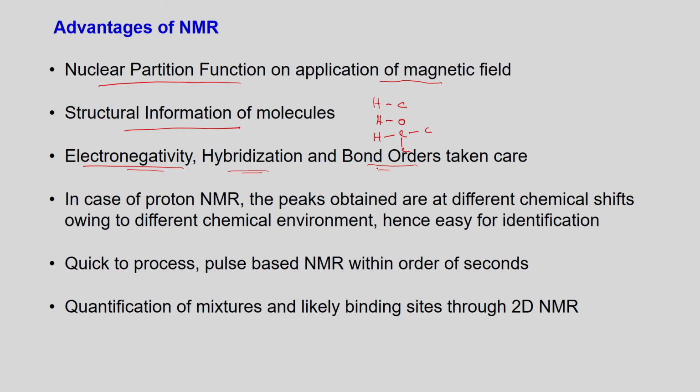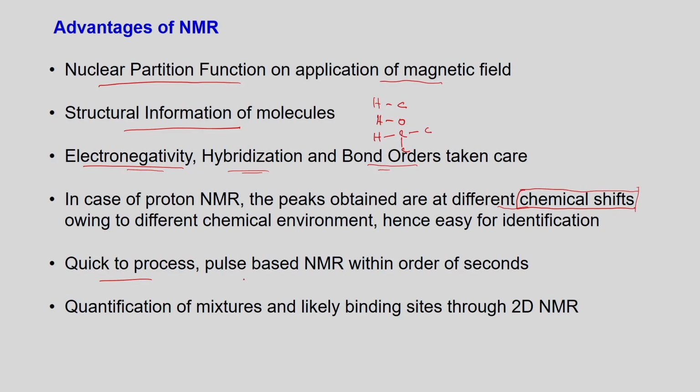In the case of proton NMR, the peaks obtained are at different chemical shifts. This is a very important concept which I will let you know. Chemical shift is the heart of the NMR spectrophotometer, because you cannot measure the absolute frequency of each nucleus where it is absorbing. That is impossible to measure, because it will take a lot of time, and different molecules have different frequencies, and these frequencies also change based on the chemical environment, whether they are in a mixture or in a pure state. It is quick to process.